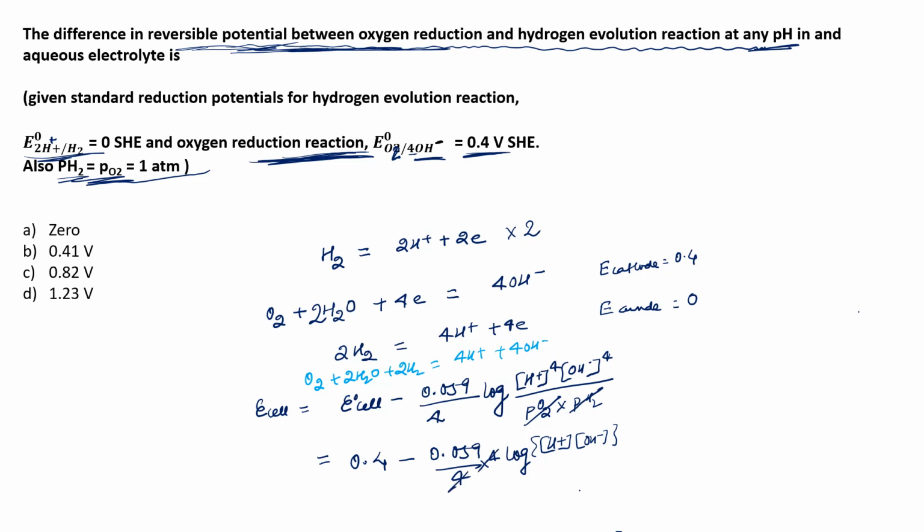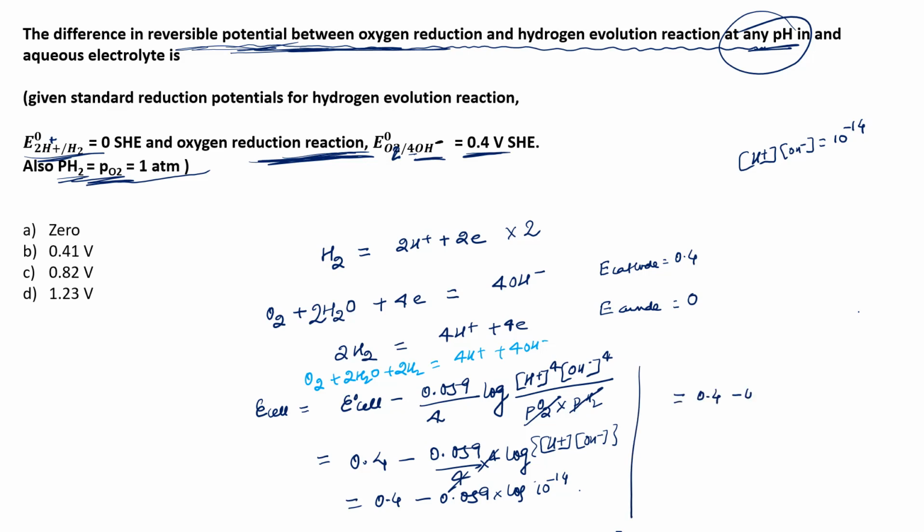Guys, since here it is asking for any pH, we have a product of H plus and OH minus concentrations, and we know that H plus times OH minus is equal to 10 power minus 14. It is always true. So we can write 0.4 minus 0.059 log 10 power minus 14. We can take minus 14 out, so it will be 0.4 minus 0.059 into minus 14.